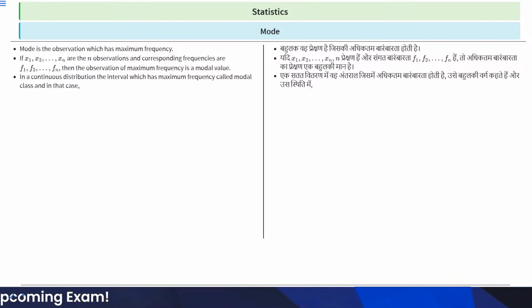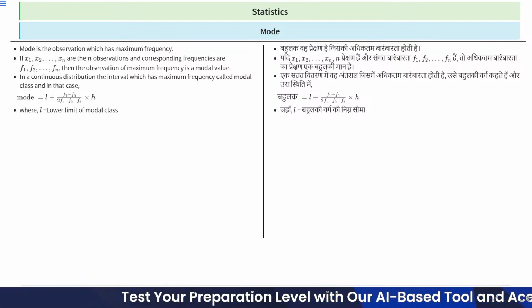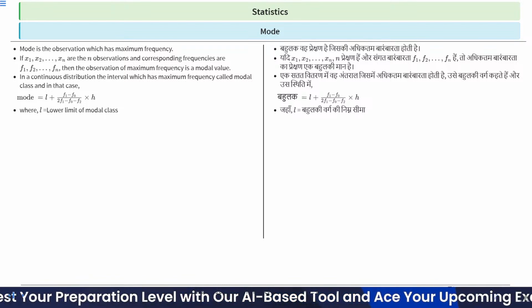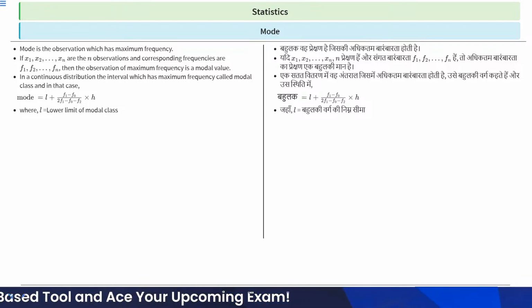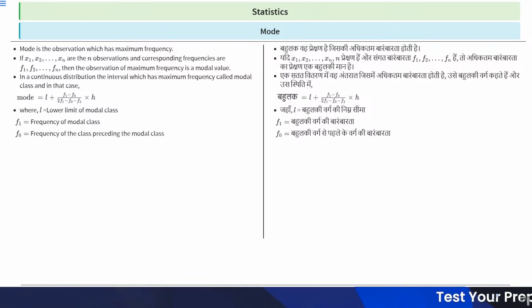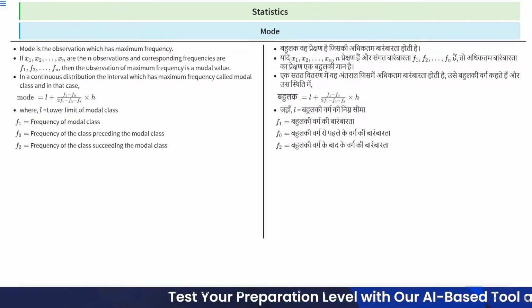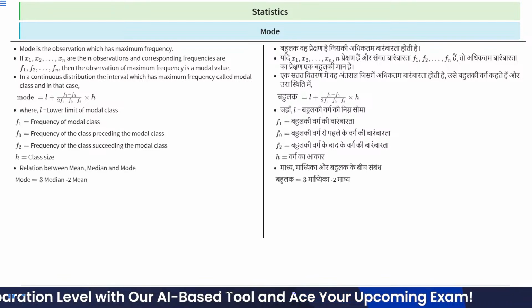In that case, mode is equal to L plus ((f1 minus f0) upon (2 f1 minus f0 minus f2)) into h, where L is equal to lower limit of the modal class, f1 is equal to frequency of the modal class, f0 is equal to frequency of class preceding the modal class, f2 is equal to frequency of class succeeding the modal class, h is equal to class size.